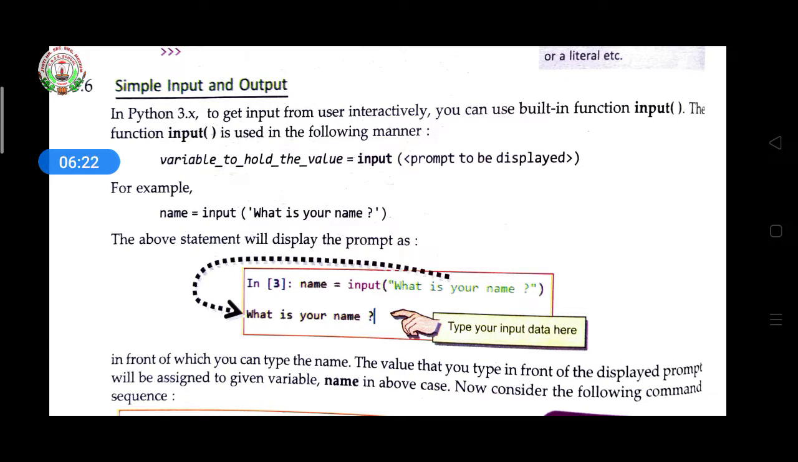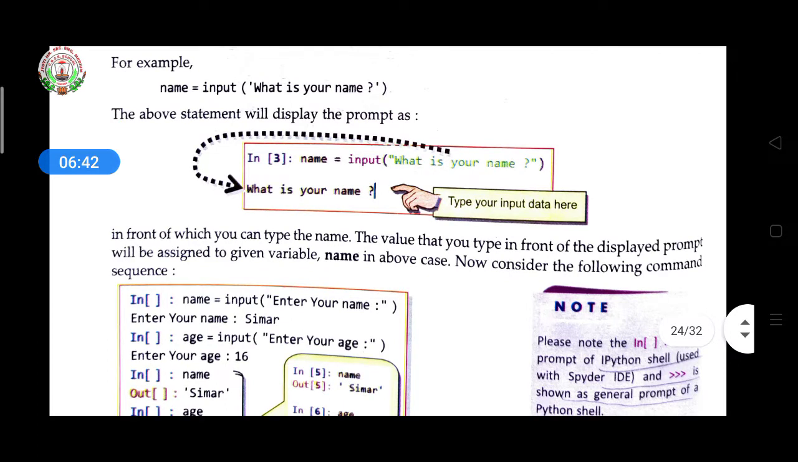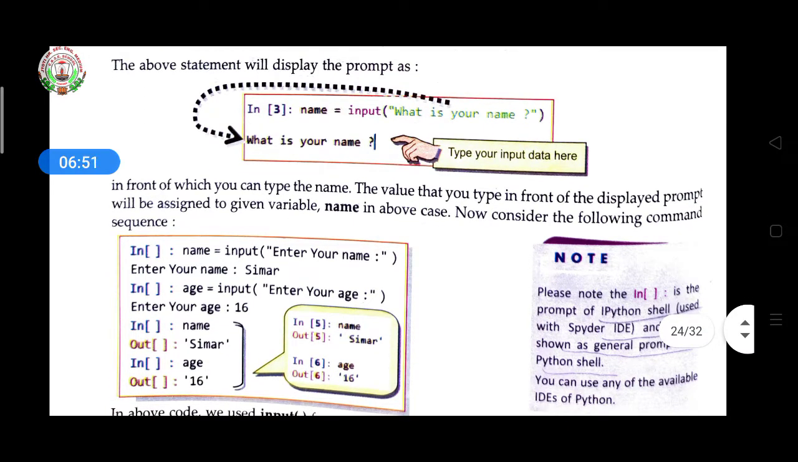It is given here, for example, name equal to input what is your name. It means that at the time of execution, the computer will ask what is your name, and if you type your name, that name is stored in the variable name. The value you type in front of the displayed prompt will be assigned to the given variable name.